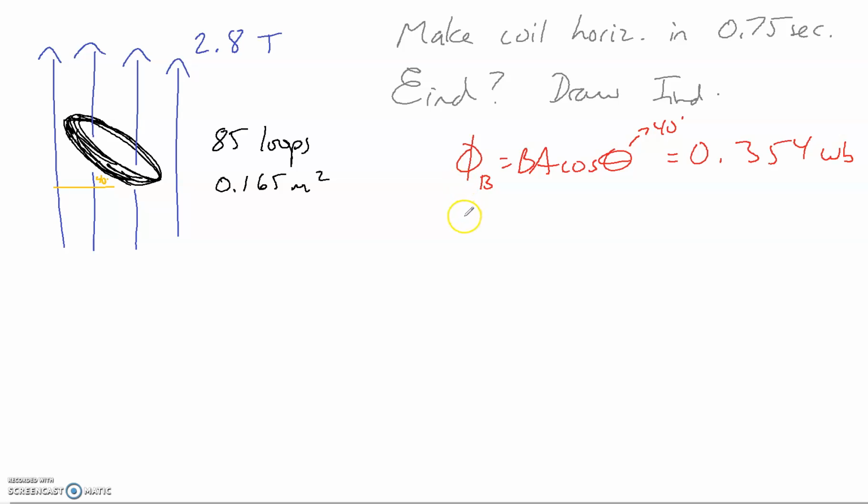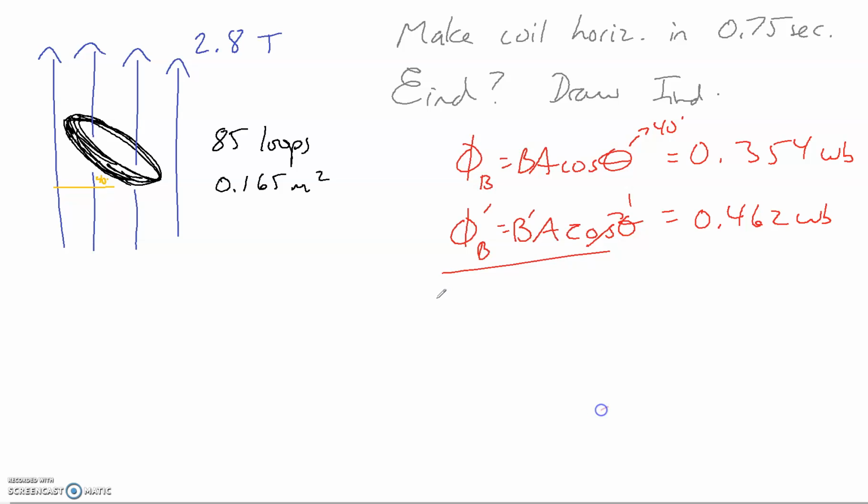And then, of course, the coil is made horizontal, so it goes flat. And we'll find our new flux. Now, the cos theta is going to go flat. That's going to be maximum flux. It's like totally open up. So that's going to be equal to 1, so you don't even have to worry about that. So we just do the same thing with the B and the A and multiply the two together, and we should get 0.462 Webers.